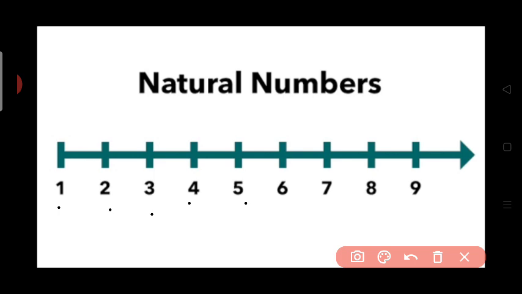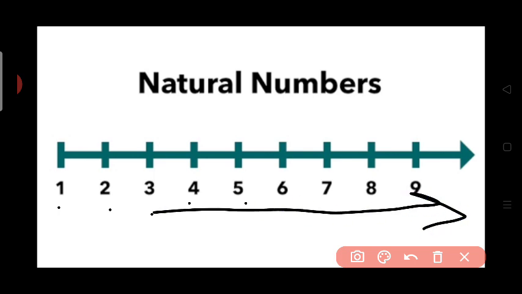Let me remind you one thing: 0 is not a counting number. Why so? Because we do not use 0 to count. Like we can't say 0 rows, but we can say no rows. That means natural numbers start from 1 and go on.